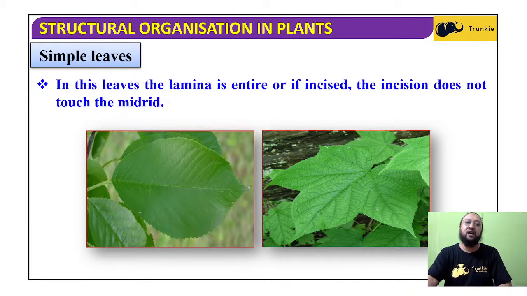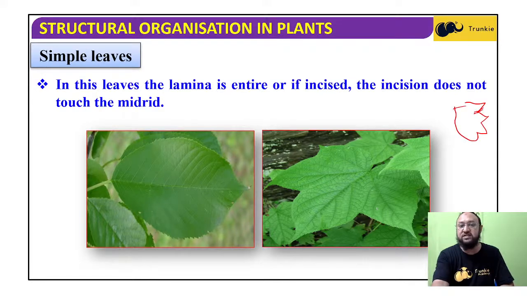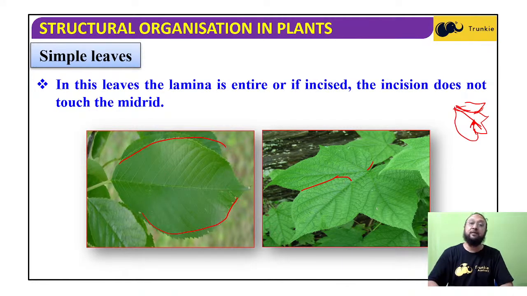This is an example of simple: the lamina is entire and not incised. If incised, it does not touch the midrib. For example, if this is a leaf, some kinds of leaves are like this. If this is the incision, it's not touching the midrib. The midrib is here. It's going up to here only, not up to the midrib. This is the midrib and this is the incision. Now in here it is entire, not even incision. So these are called simple leaves.